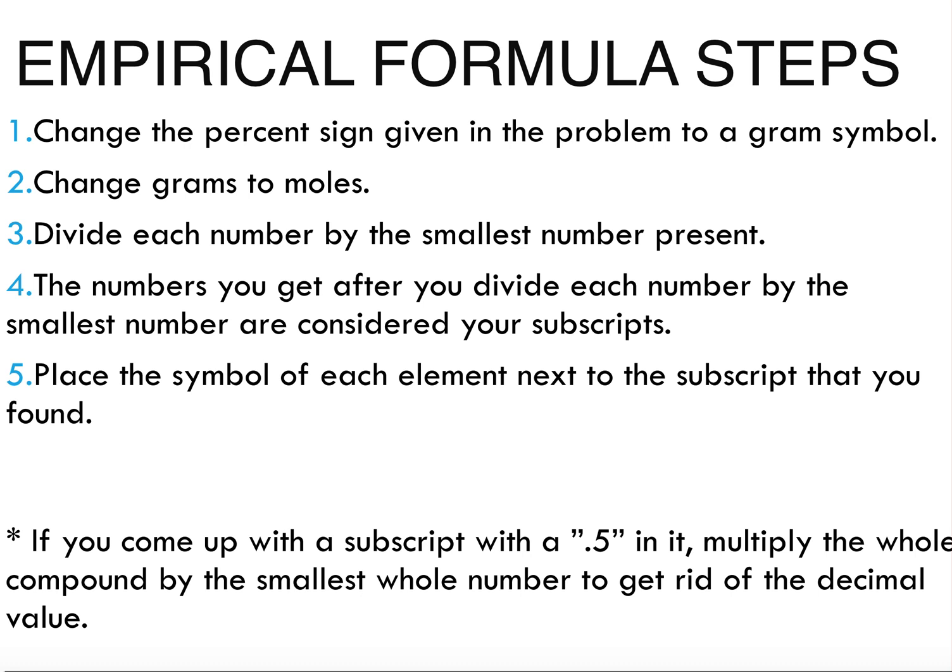Number 4, the numbers you get after you divide each number by the smallest number are considered your subscripts. Number 5, place the symbol of each element next to the subscript that you found. And just a quick note, if you come up with a subscript of 0.5, multiply the whole compound by the smallest whole number to get rid of the decimal value.